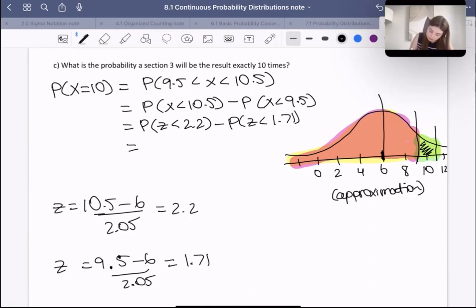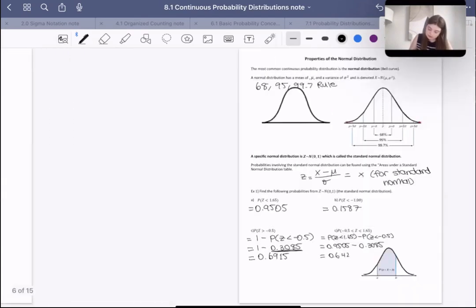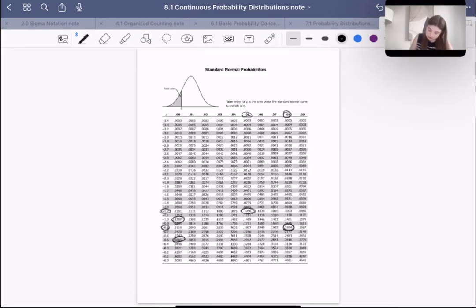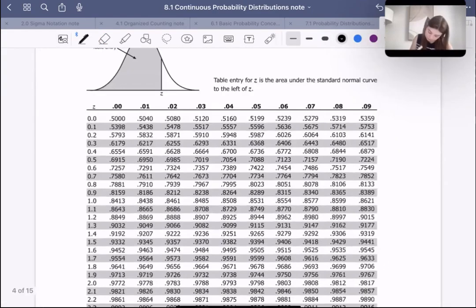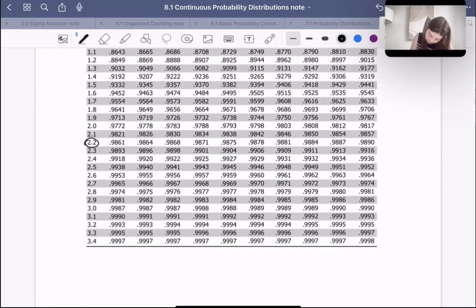Well, let's go to our z-score table and find out. So let's flip a few pages here. All right, so what was our first number? Actually, I'm going to clear all this. These are from previous times. The first one was 2.2. So let's see, 2.2 is right here. So that's going to be 0.9861. The other one was 1.71.